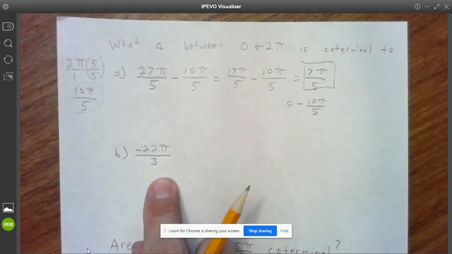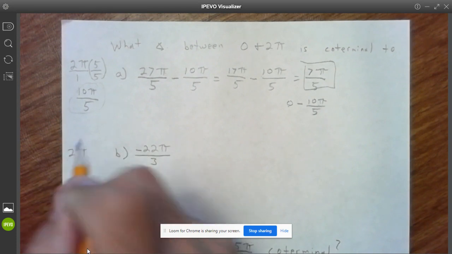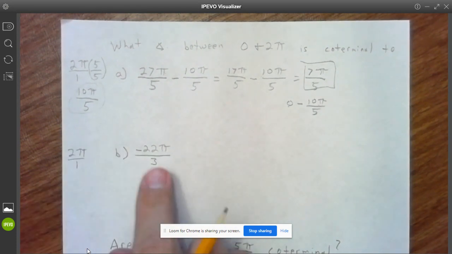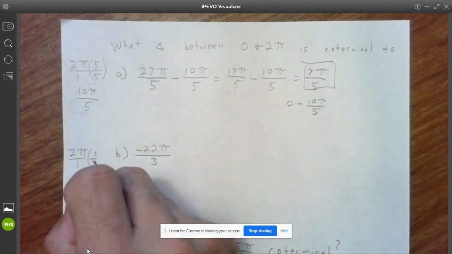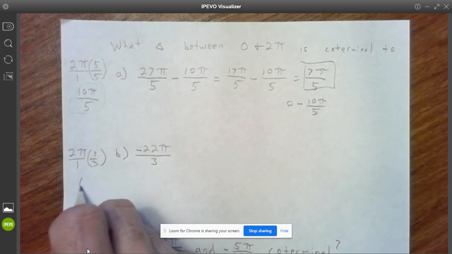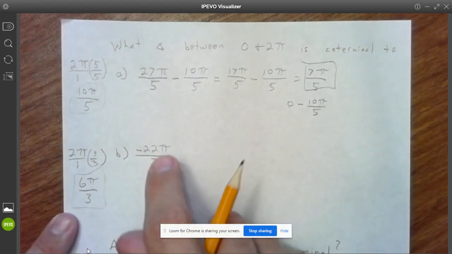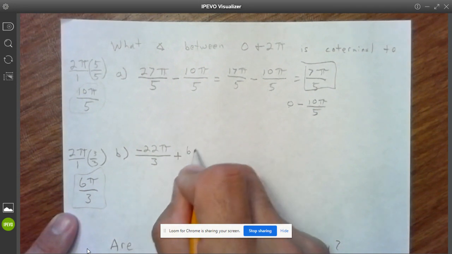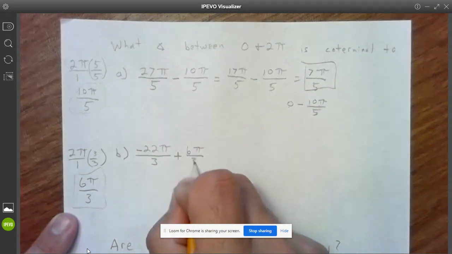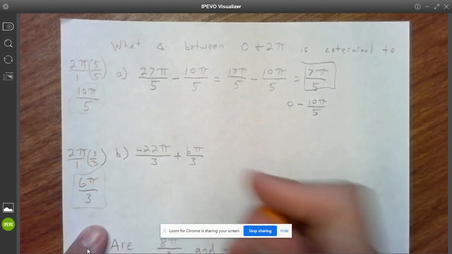All right. We'll do the same thing here. Okay, so we've got 2 pi, but we want to write it so that it has a denominator of 3 instead. So we'll multiply top and bottom by 3. And this is going to give us 6 pi over 3. Now that's equal to 2 pi. All right, so instead of subtracting, we're going to be adding 2 pi this time. So we'll add 6 pi over 3 until we get some value between 0 and 2 pi.